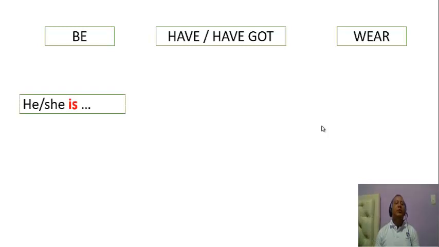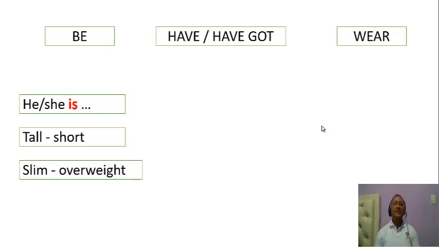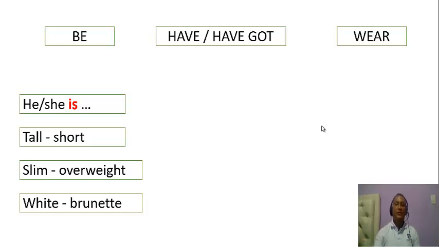So for example, we can say he is or she is. For example, he's tall, she's short. Opposite adjectives. We can say he's slim, she's overweight. He's overweight, she's slim. He's white, she's brunette. He's brunette, she's white, to describe someone's color.